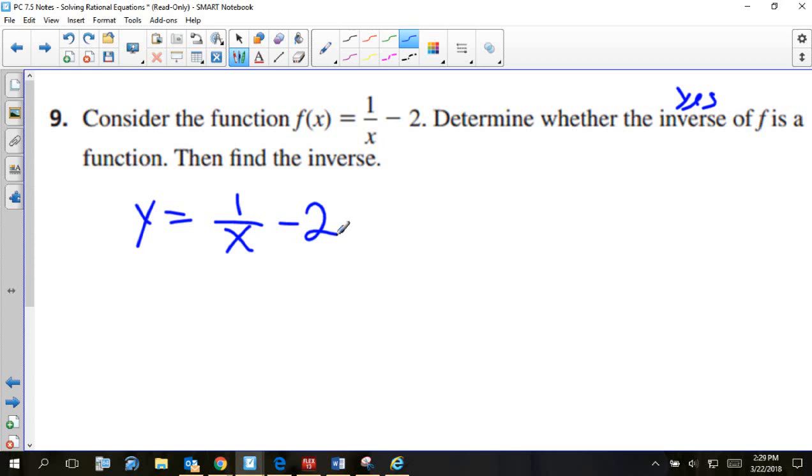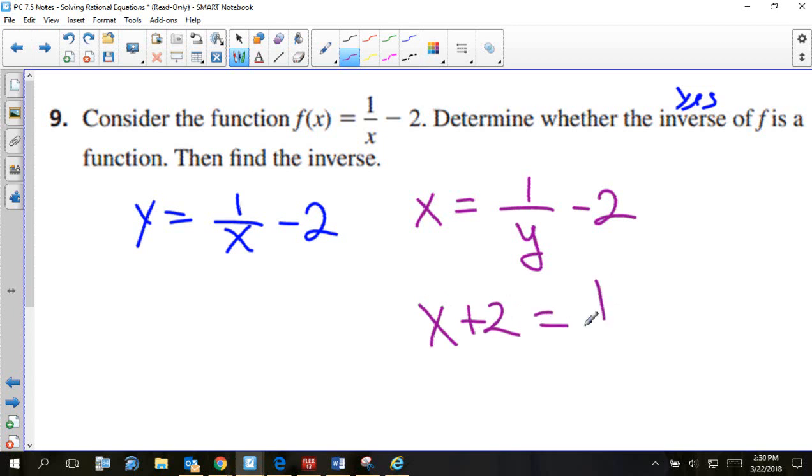Then what do I do? Switch x and y. So I have x equals 1 over y minus 2. So y has layers. What's the outer layer that I need to get rid of? The minus 2. How? Add 2. So we have x plus 2 equals 1 over y.